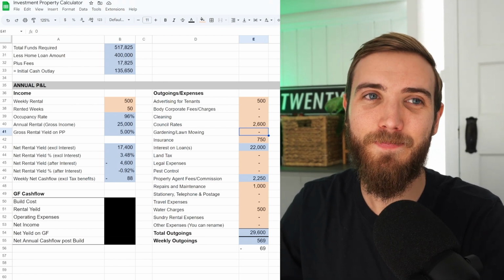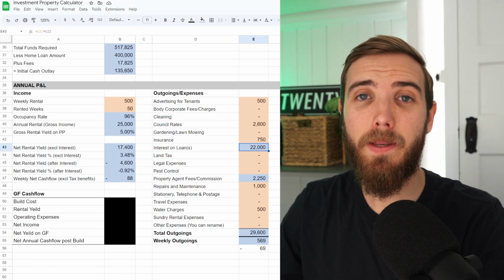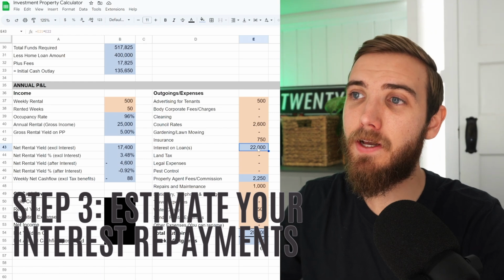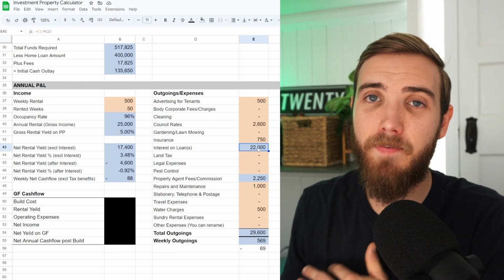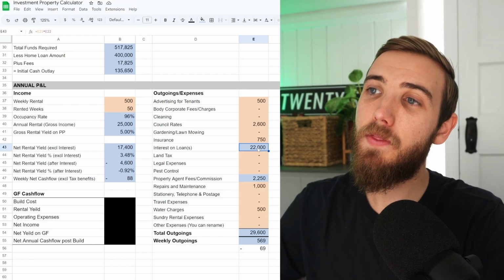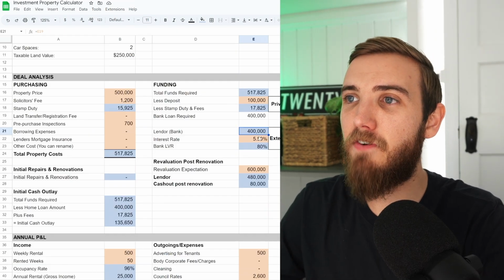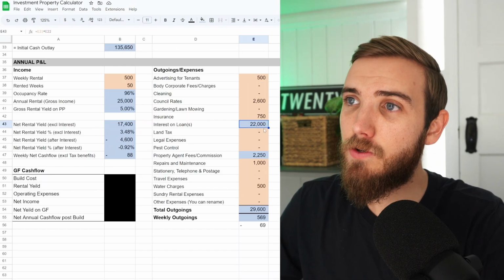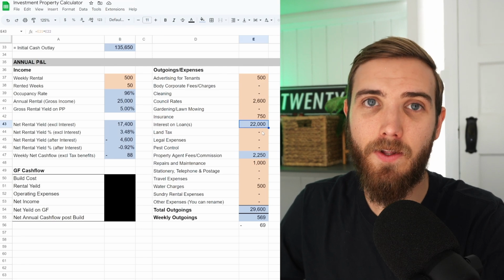Now, the biggest expense in anyone's property portfolio is interest. Interest is typically the largest expense because people typically use 50 to 80% of debt when purchasing a property. And so in this example, if we have an interest rate of 5.5% and the loan was for $400,000, the interest on the loan would be $22,000 each year.